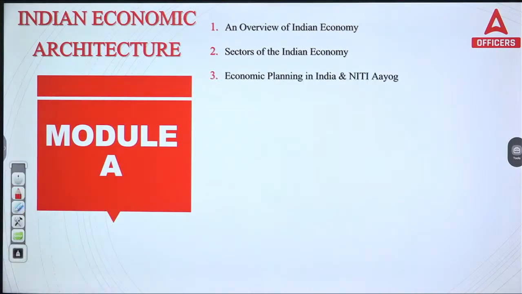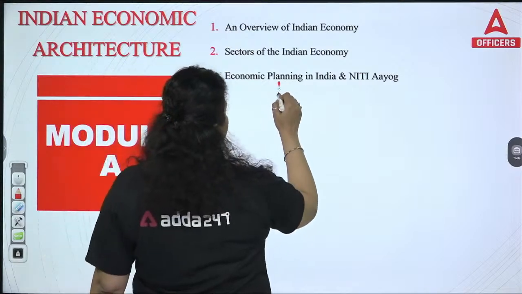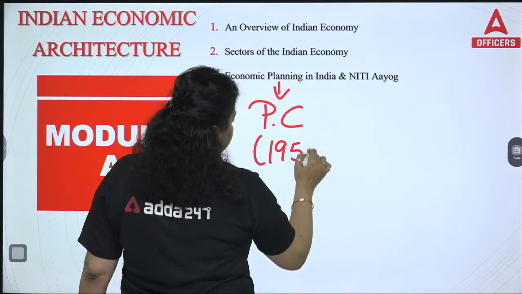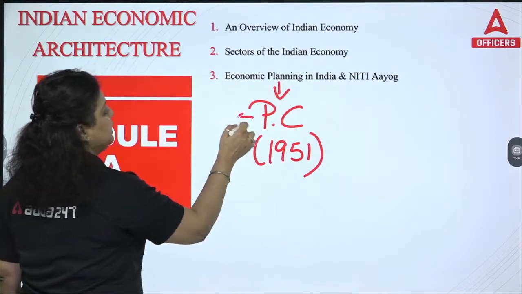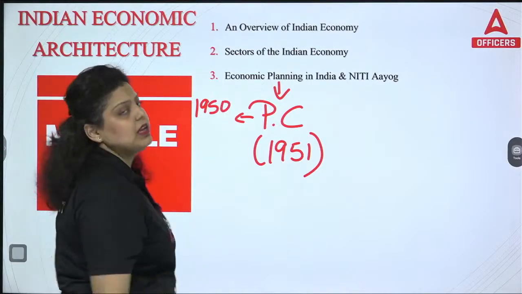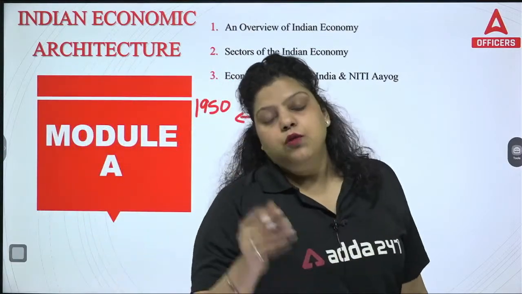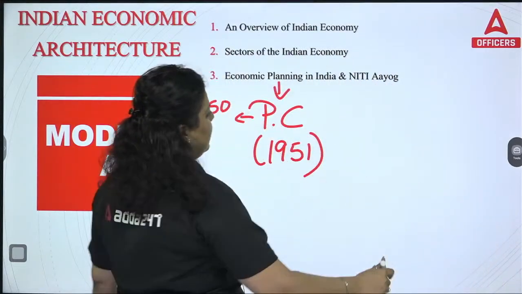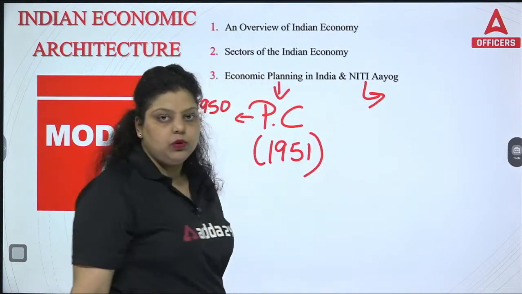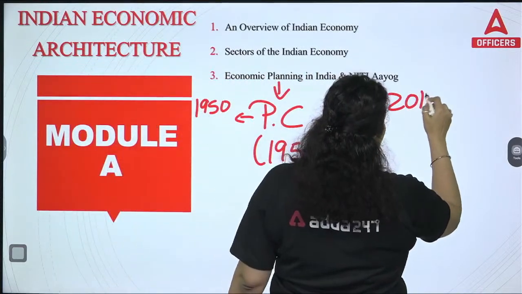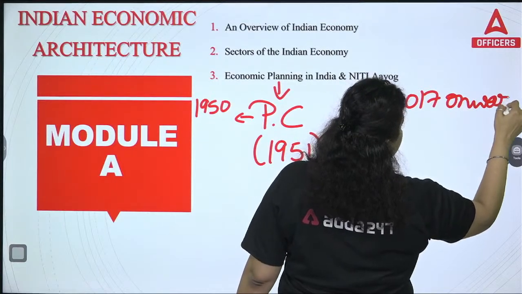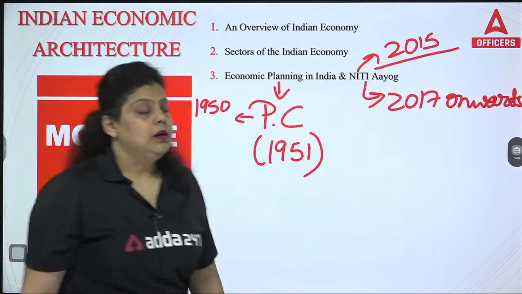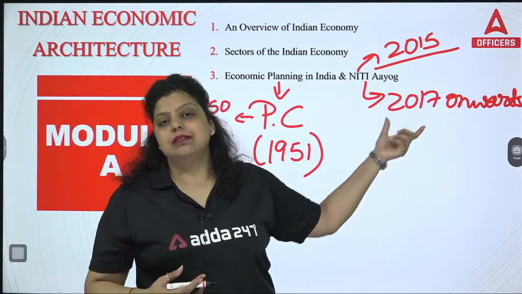Then economic planning in India and Niti Aayog. If I talk about economic planning, it was started by the Planning Commission from the year 1951, because the Planning Commission was formulated in the year 1950, but it started making 5-year plans from 1951. From 1951 till 2017 we had 12 5-year plans. After that, Niti Aayog started its planning. Okay, so from 2017 onwards Niti Aayog started its planning, and Niti Aayog was established on 1st January 2015, but it started its own planning from 2017 onwards.